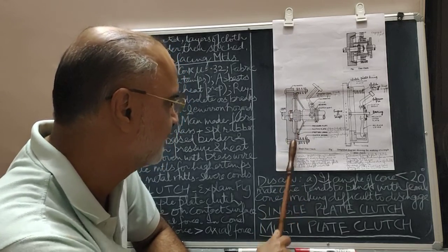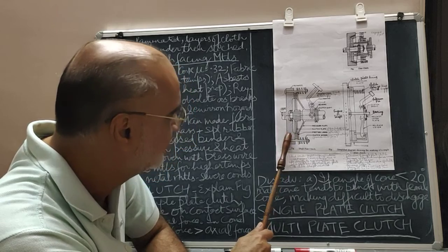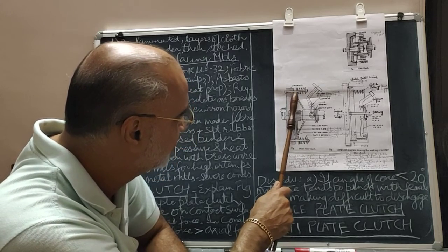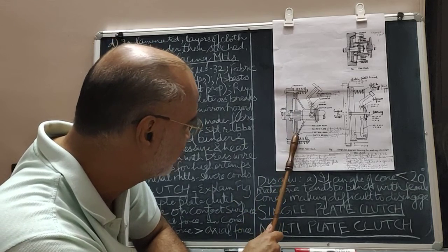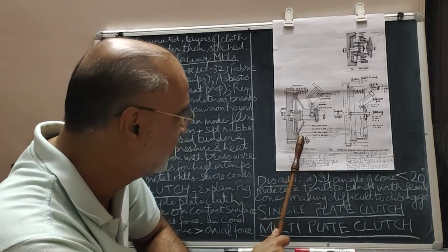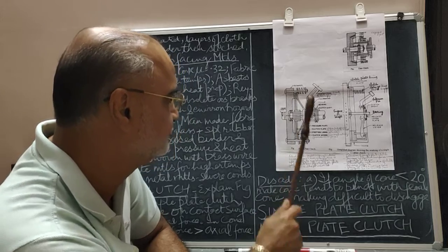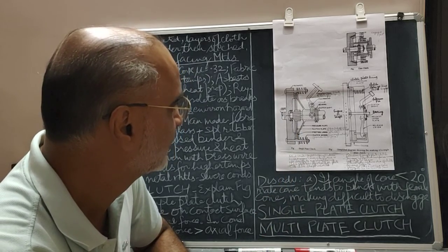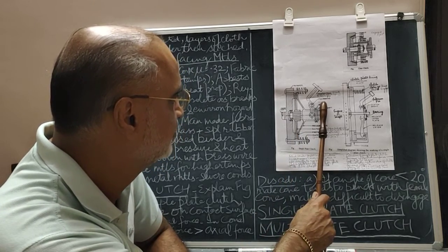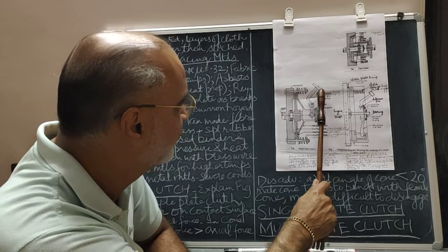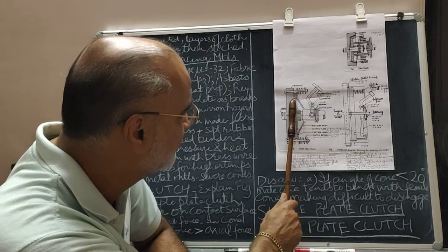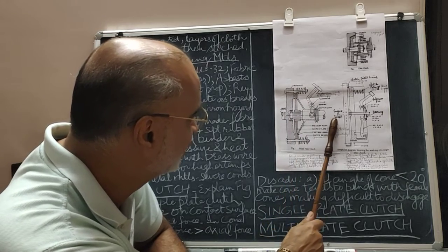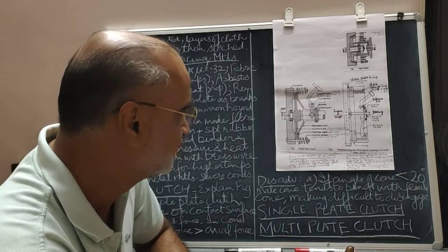This is the cross-section of the clutch plate, and here you see the linings, the clutch facing. It's on both sides, which I have already explained. This is the clutch plate linings. This is the function of the clutch plate: when you press the clutch pedal, against the force of the spring, the pressure plate is pulled back, disengaging the clutch.